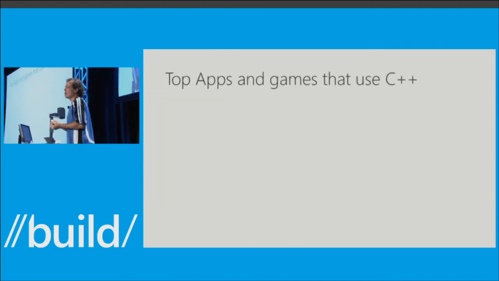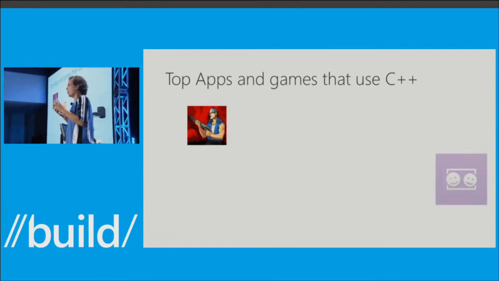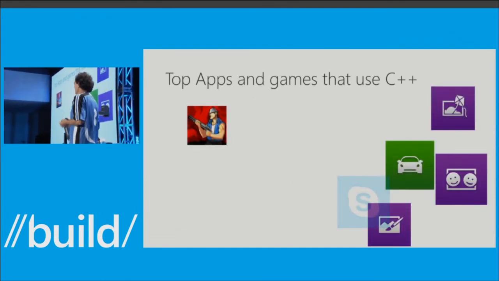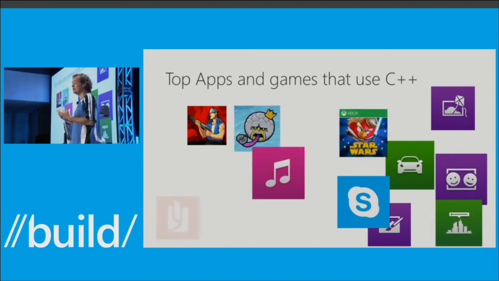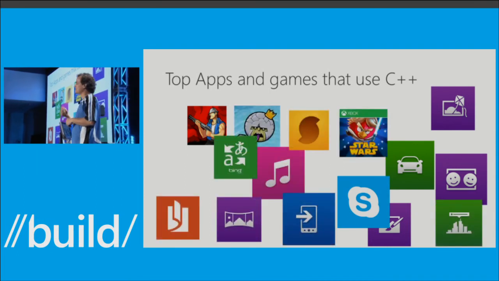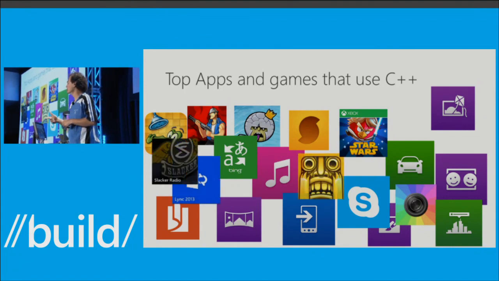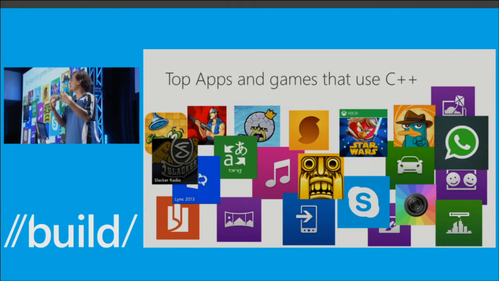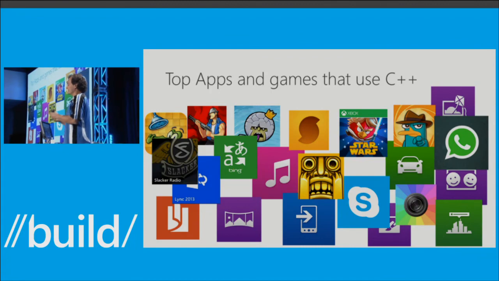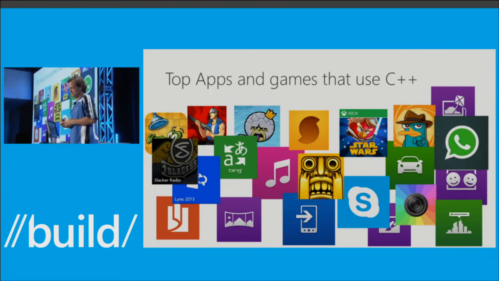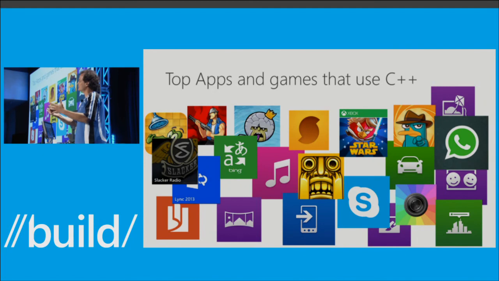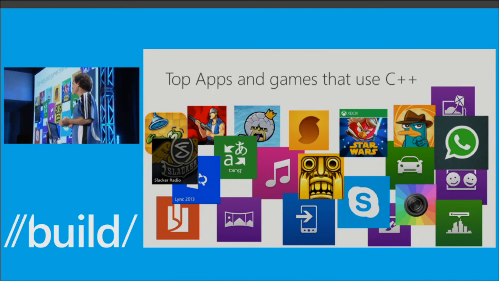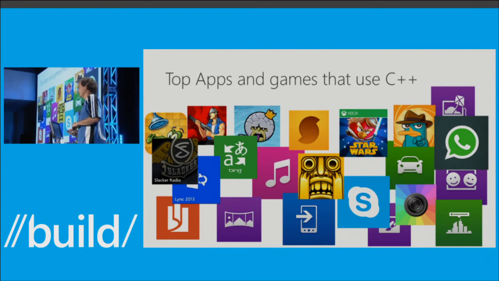So since launch last October, a whole host of apps and games have shipped on Windows Phone 8. They're in the store now. These range from games like Boom Brigade or Angry Birds Star Wars or Temple Run, which uses the Unity game engine. And outside of games, you have a host of applications around photos and also music, like Slacker Radio is up here. So it's not just about games when you think about native. It's a whole set of scenarios that are enabled with native code support on the phone.